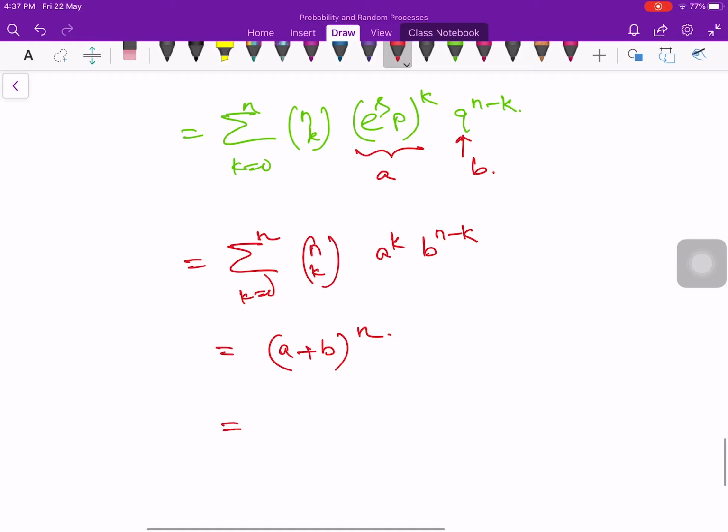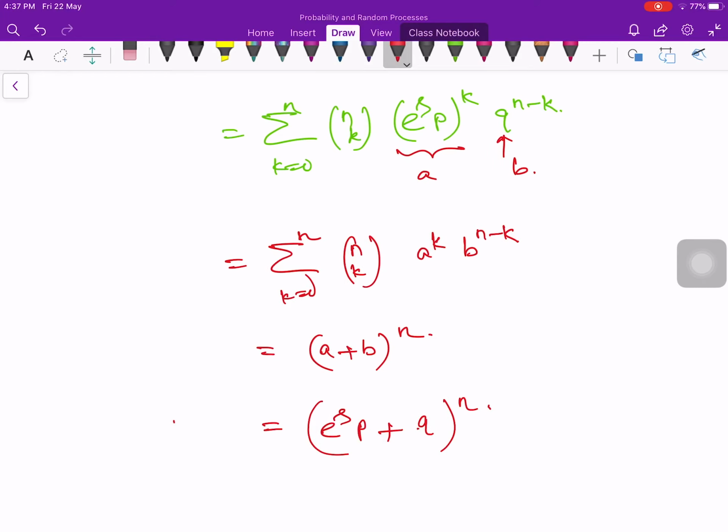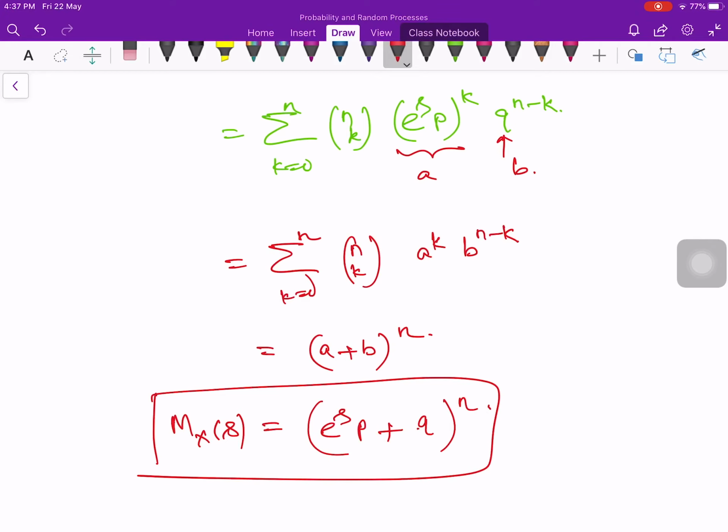So what is a here? a is e to the s times p, plus what is b here? q, whole to the n. So I can write like this. So the final answer is going to be, my moment generating function is going to be this one, M_x of s equal to this one. This is the moment generating function.